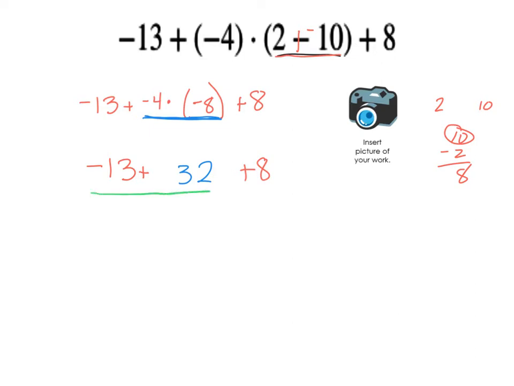Same sign, positive. Now I'm going to work from left to right. Okay, different sign, subtract. Absolute value of 32 is greater than your absolute value of 13, so 32 is going to go first. I'm going to subtract. Let's see here, 32 is bigger, it's positive, so that's a positive 19.